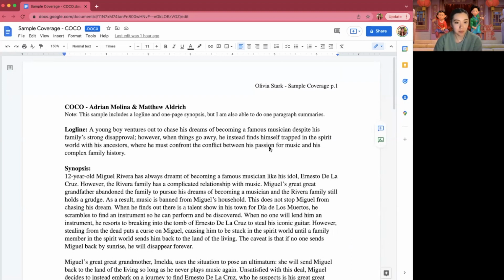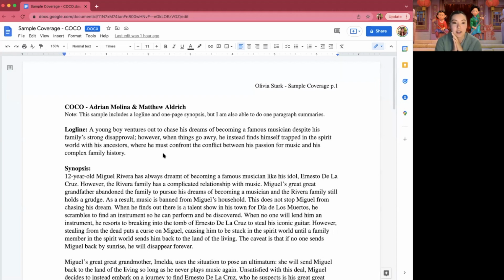So this is sample coverage that I did a long time ago. And I chose Coco since I really like that movie. Hopefully people here have seen Coco, or else this presentation might not make very much sense. But I'm assuming since we all love animation, a good number of you probably have seen Coco.